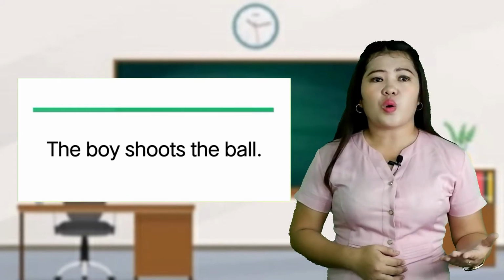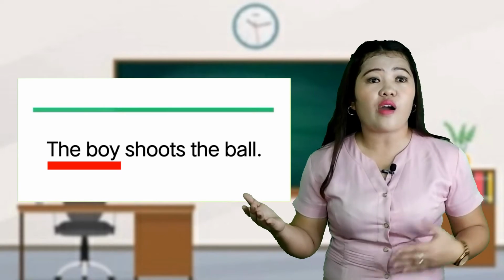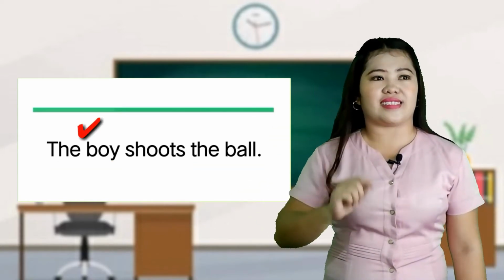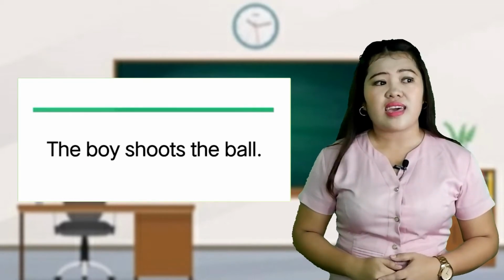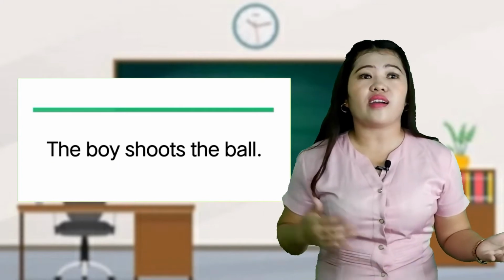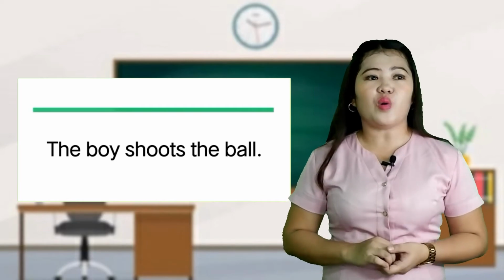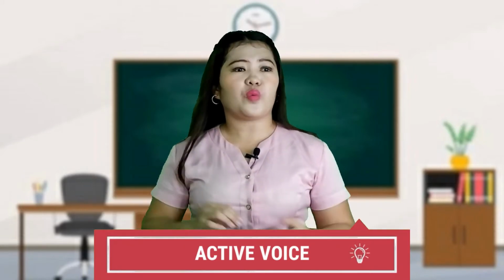In this sentence, who is the doer of the action? Is it the boy or the ball? If you answer the boy, you are right. How about the receiver of the action? Is it the boy or the ball? If you answered the ball, then you are on the right track. This sentence is called the active voice. But we will try to learn that in the later part of this module.